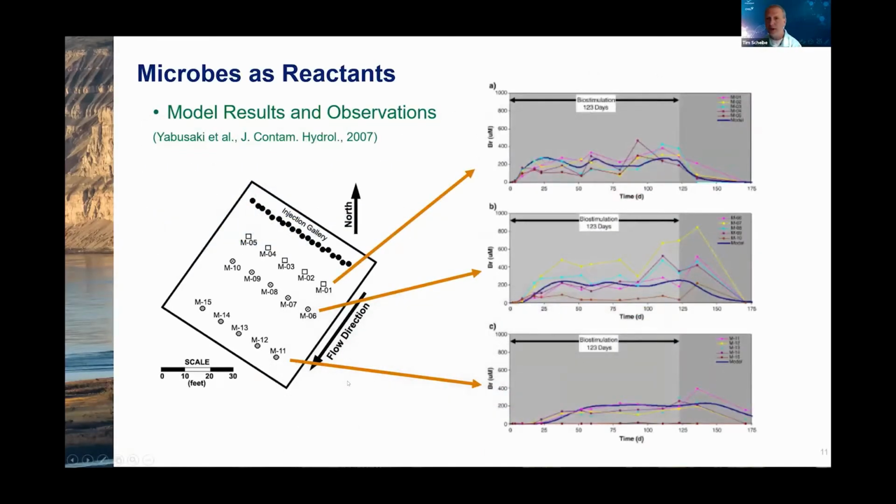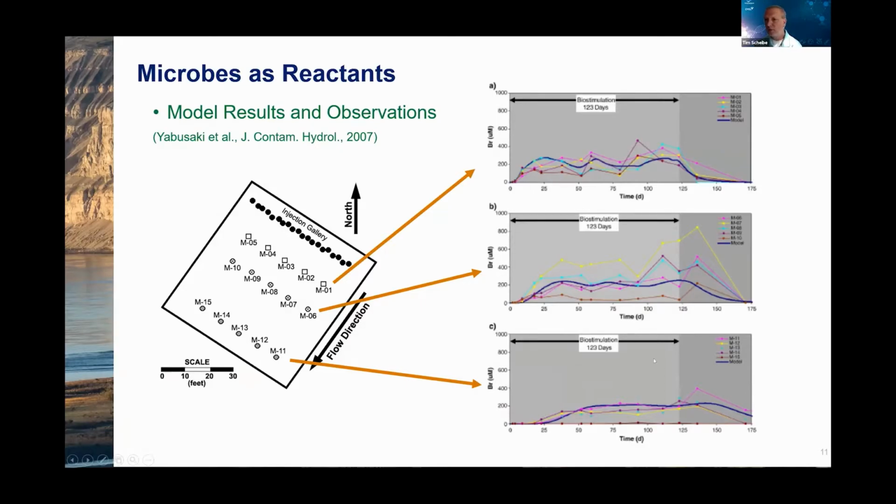And so if we look at the model results and compare them with the observations from Steve Yabusaki's paper, you can see here's a map of the injection gallery that I showed you in that one photo with the shed. And then you can see there are 3 rows of monitoring wells down gradient as the groundwater is flowing this direction. And so if we look at the results, we can compare results in each of these 3 rows of wells, with the data being the symbols and lines, and the model being the solid dark blue curve.